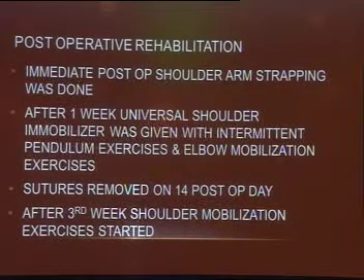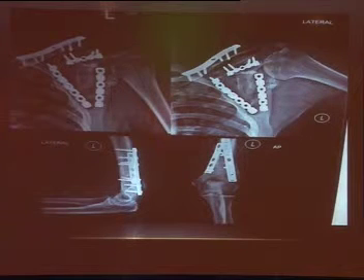For post-operative rehabilitation, immediately post-op shoulder arm strapping was done. After 1 week, universal shoulder immobilization was given with intermittent pendulum exercises and elbow mobilization exercises. Sutures were removed on the 14th post-operative day, and after the 3rd week, shoulder mobilization exercises were started. These are the follow-up X-rays. All the fractures united, and these are the post-operative ranges of motion we achieved after 1 year of follow-up.